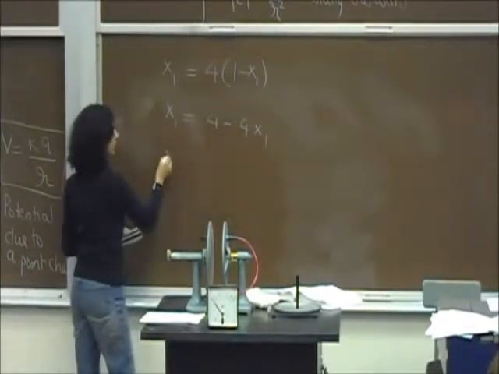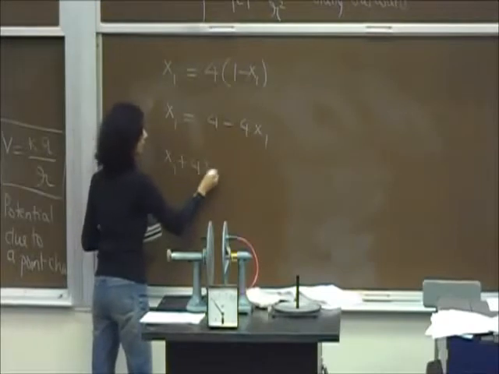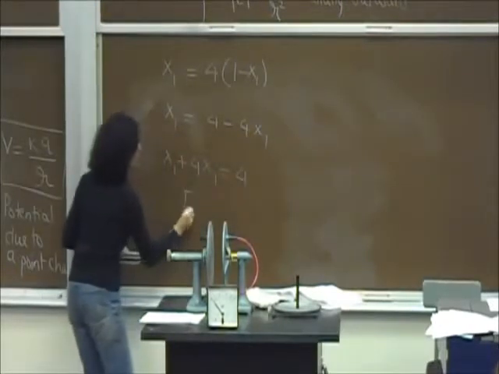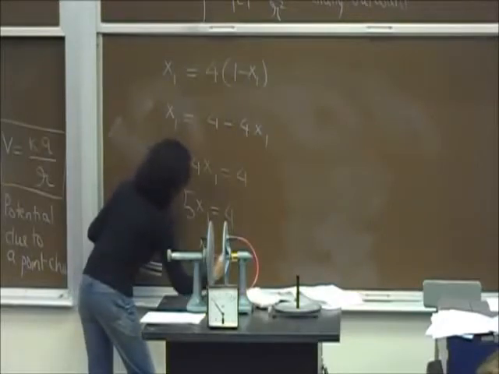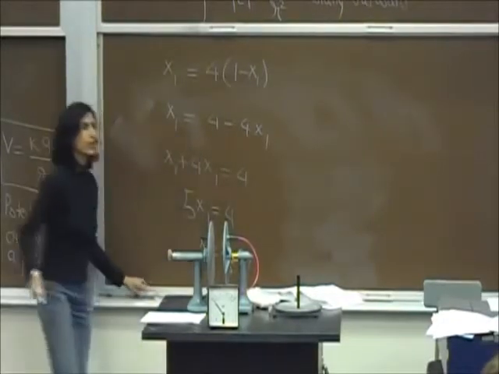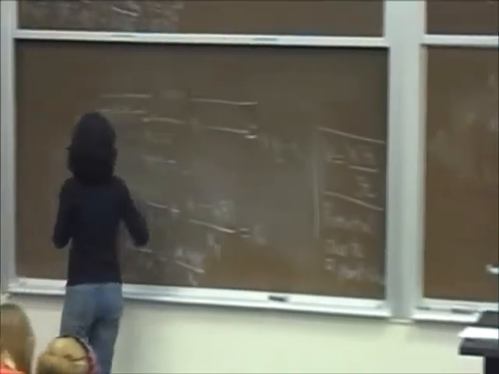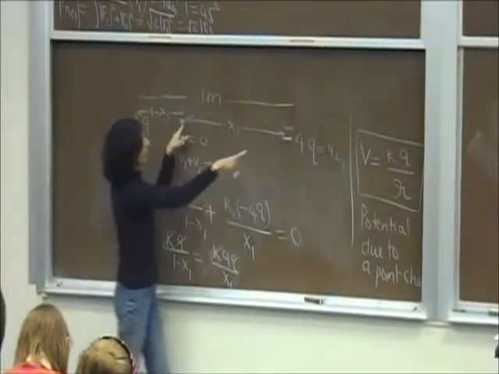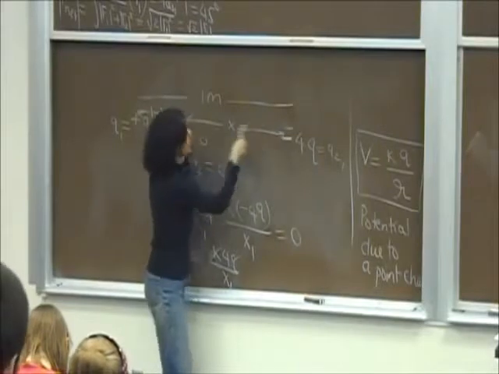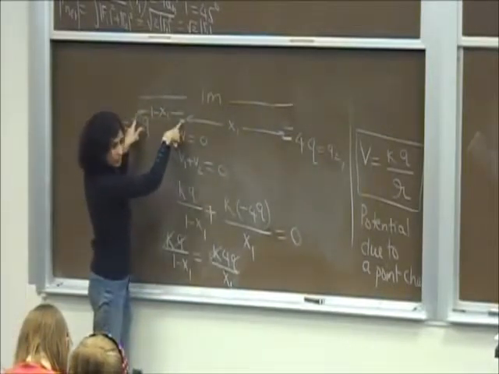Let's take all the x1s to one side. So this is 4, that means 5x1 is equal to 4, and that means x1 is equal to 4/5 meters. So the place where the potential is 0 is at a distance of 4/5 meter from the stronger charge. So it's 1/5 meter from here.